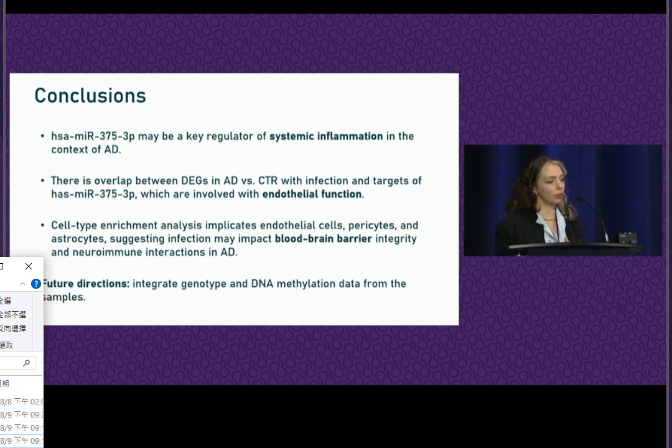Future directions for these studies would be to integrate genotype and DNA methylation data extracted from the same samples to have a broader picture of what is happening.